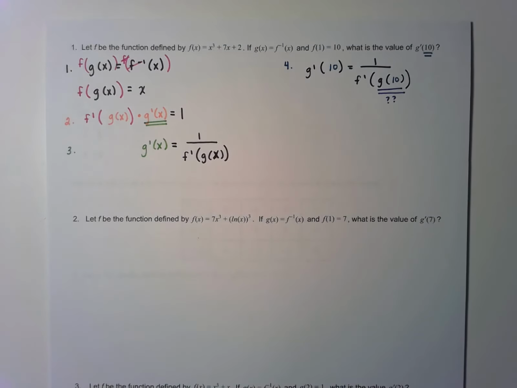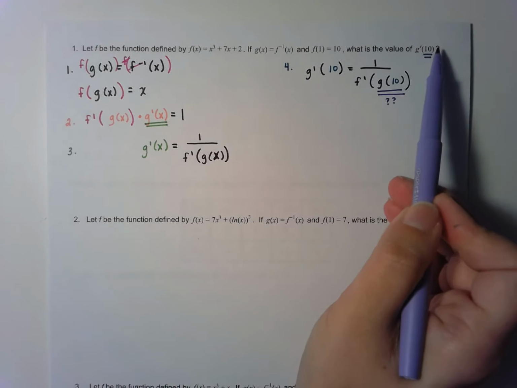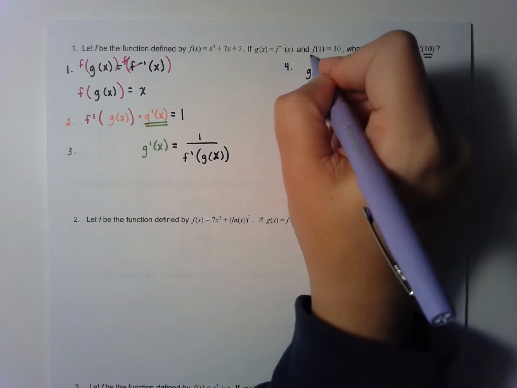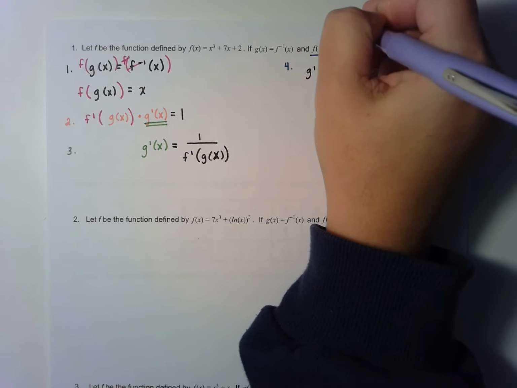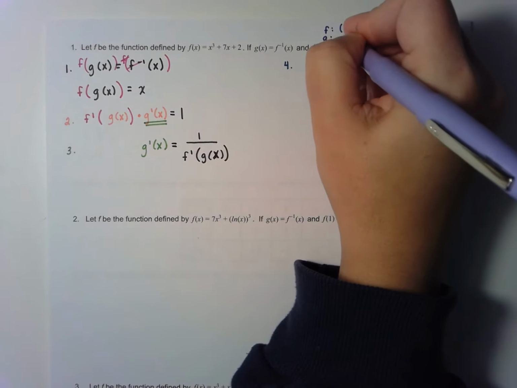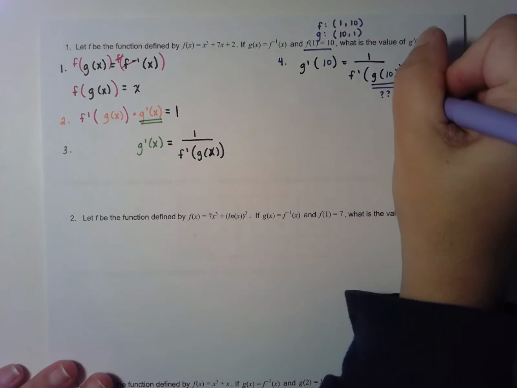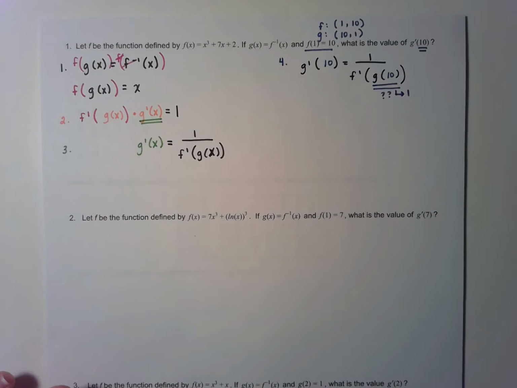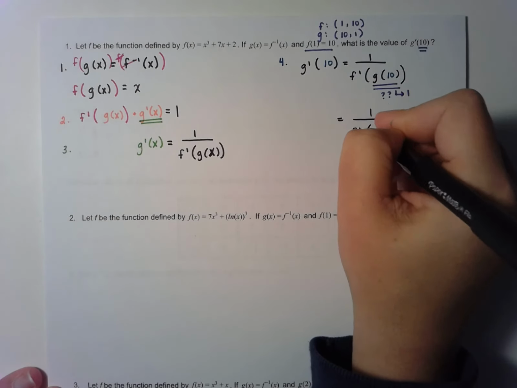Well, let's go back to the instructions and see if there's anything we haven't used yet. We've used this when we wanted to go through this process. We used this to know to plug in the number 10. I also see the number 10 here. This is telling me that for f of x, we have the ordered pair 1, 10. Now, using what I know about inverses, I know that that means that for g of x, I have the ordered pair 10, 1, because these should switch if they're inverses. In other words, when I plug in the number 10, I should get 1, which means this can actually just be written as 1. So now my problem is 1 over f prime of 1.